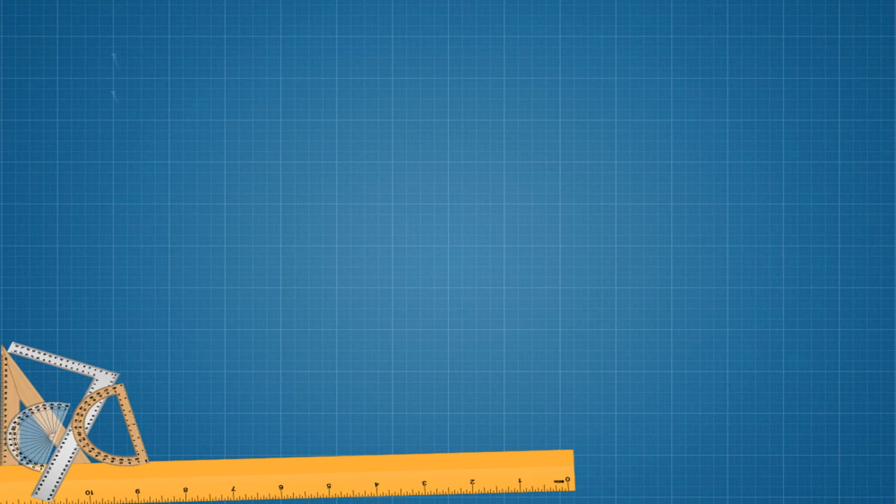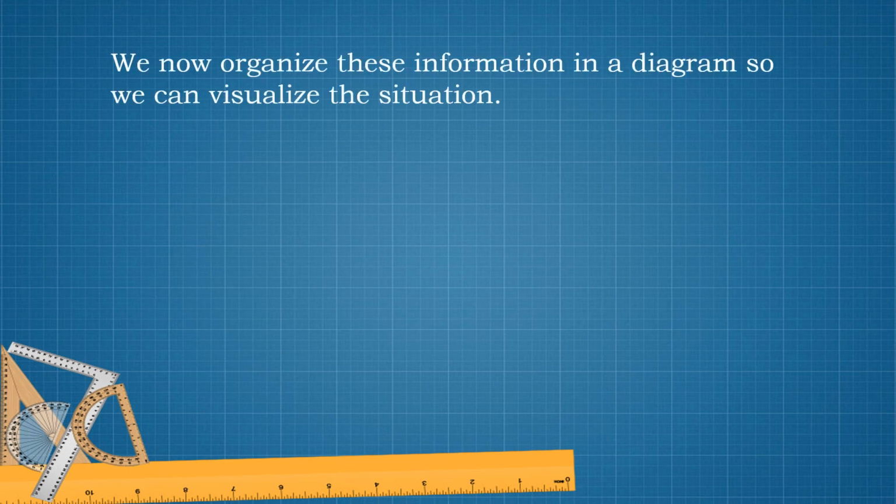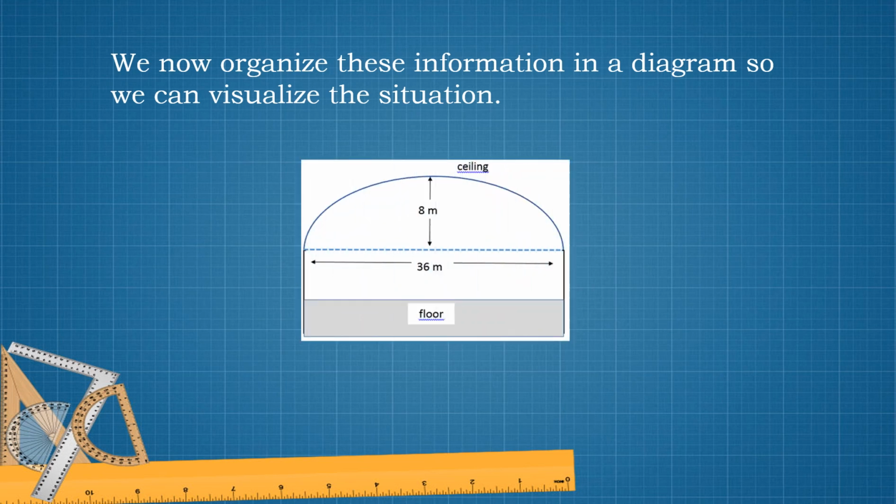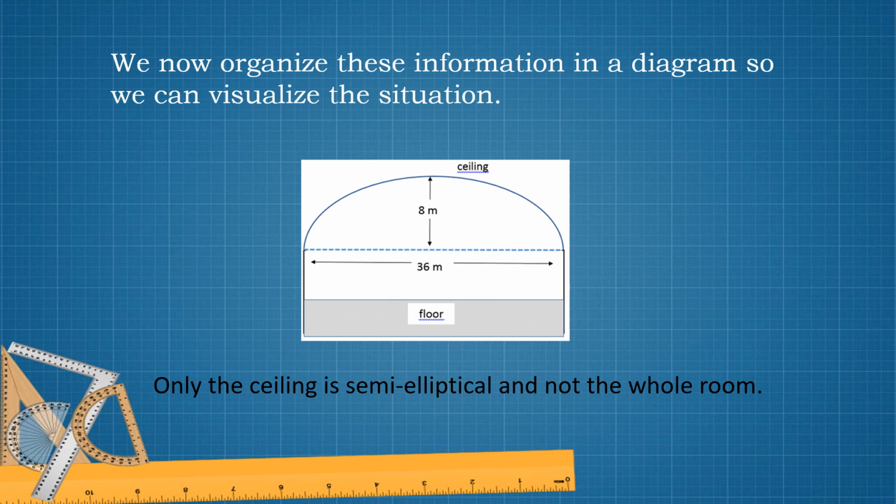We now organize this information in a diagram so that we can visualize the situation. So here's the illustration. We have the floor, we have the ceiling, and so we have 36 meters and 8 meters high. Now, only the ceiling is semi-elliptical and not the whole room. So that's the reminder. Only the ceiling is semi-elliptical and not the whole room.